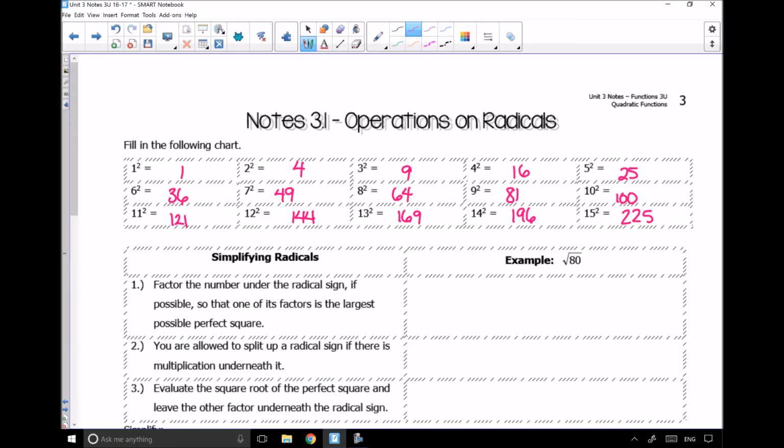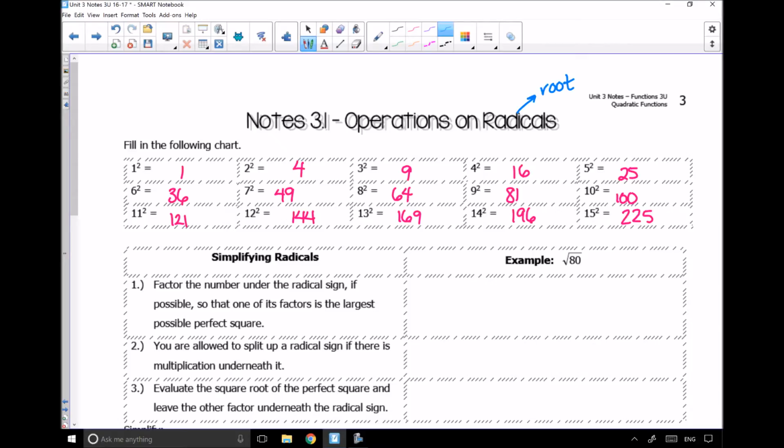And this is what your first mini quiz is going to be on this unit. I'm just going to give you a chart that looks exactly like this, and you're going to have to fill in the perfect squares. Memorizing the perfect squares is going to make your operations on radicals so much easier. So now, what is a radical to begin with? A radical is just a root.